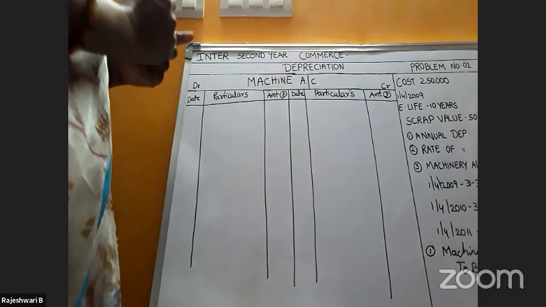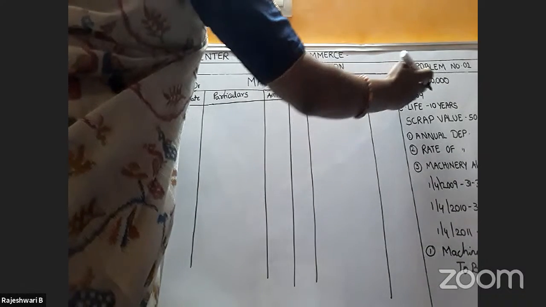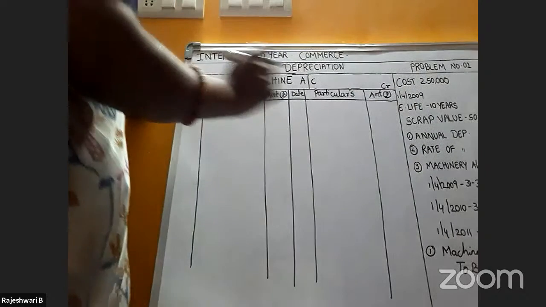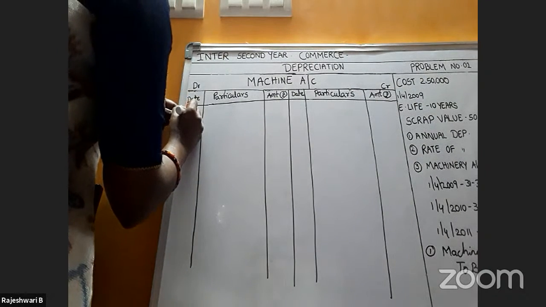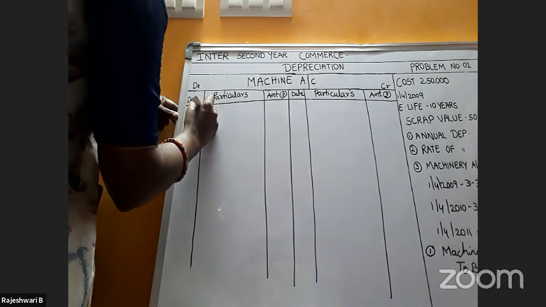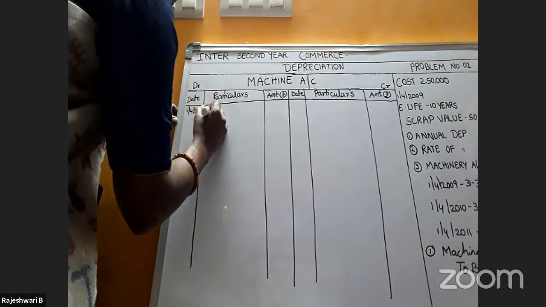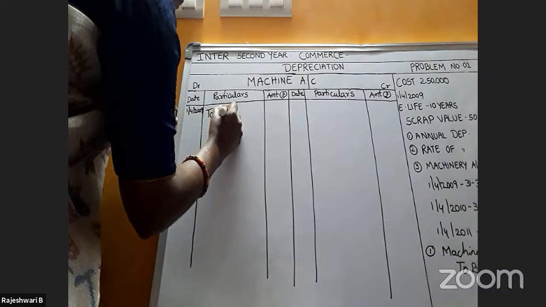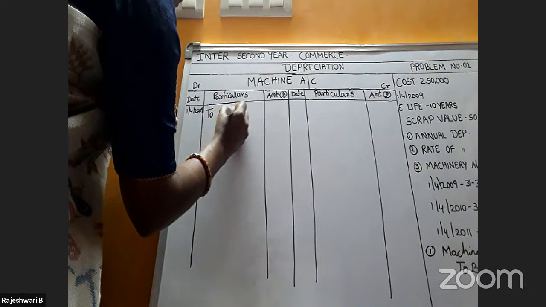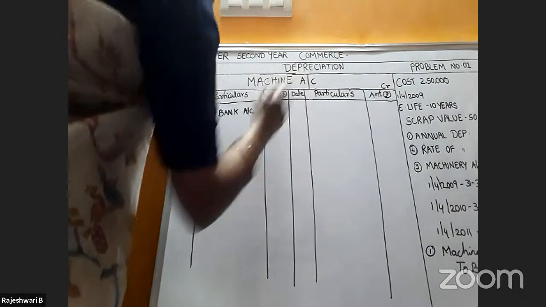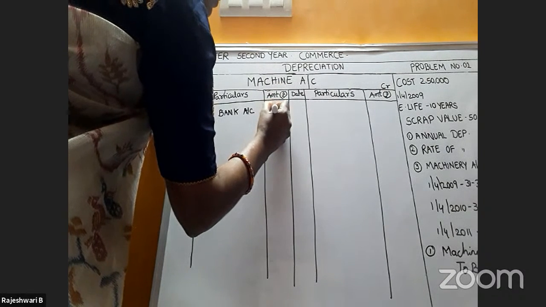What is the date? On 1st April 2009, they have purchased machine for 2,50,000. 1/4/2009, to bank account, amount 2,50,000.